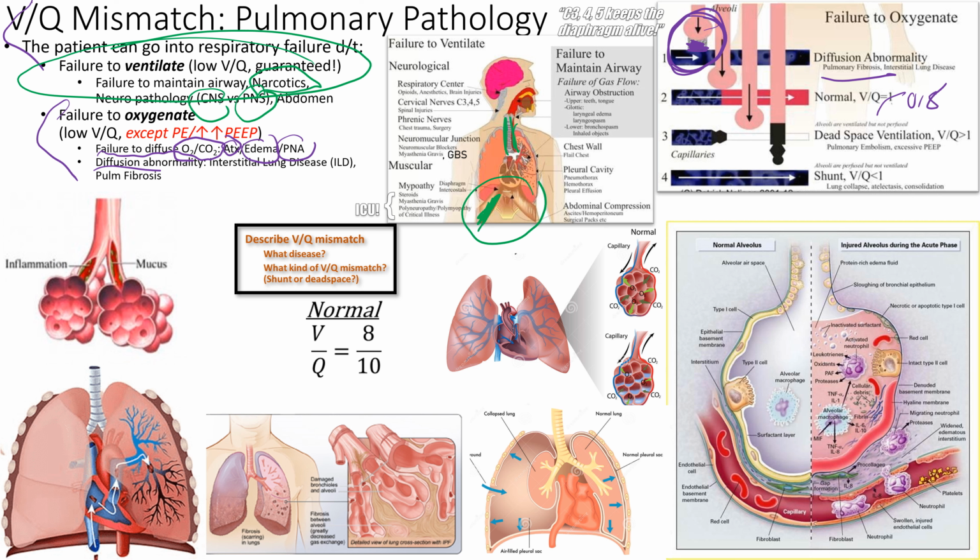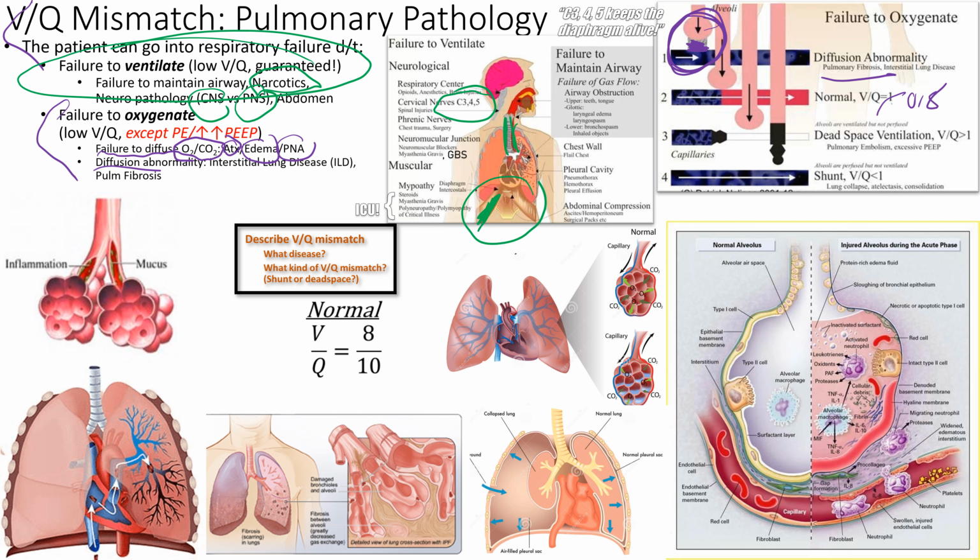Which nerves keep your diaphragm alive? The ones from C3, 4, 5, right? So C3, 4, 5 keep my diaphragm alive. Those are the ones I worry about if I have neck injuries and diaphragmatic problems. Those are our phrenic nerves. Okay, so that's the failure to ventilate versus failure to oxygenate. Those are problems that can happen.